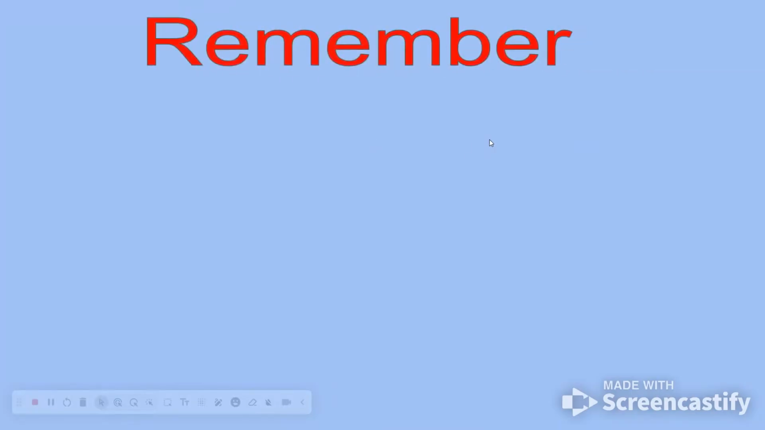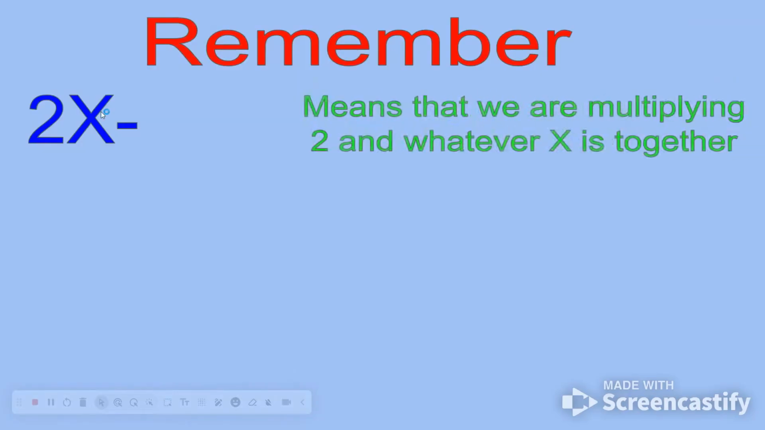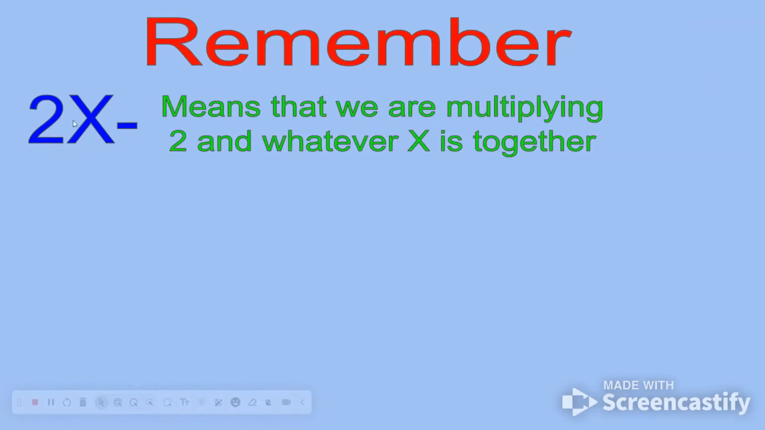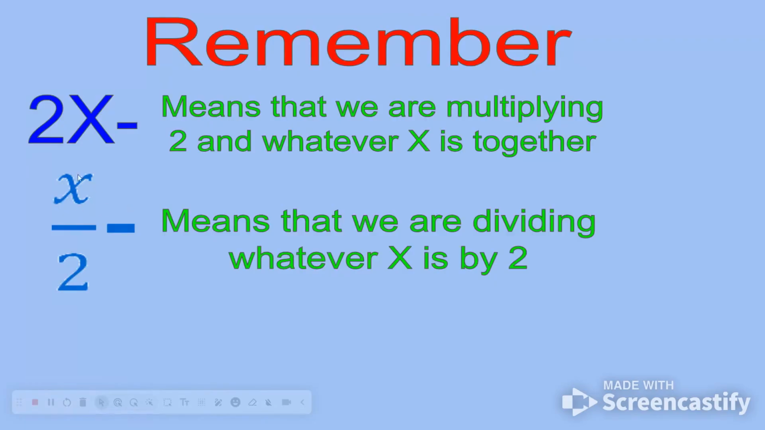Some other important things we need to remember when we're solving equations by multiplying or dividing. When we have a term like 2x, this means that 2 is multiplied by whatever x is. This is 2 times x. That becomes important when we solve. We also have to know that x over 2 means x divided by 2. That becomes important also. This means we are taking whatever x is and dividing it by 2 to get our answer.